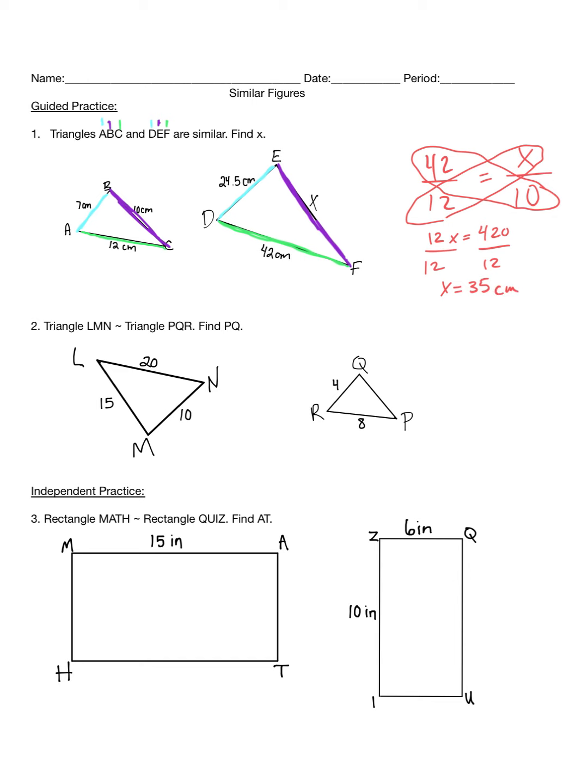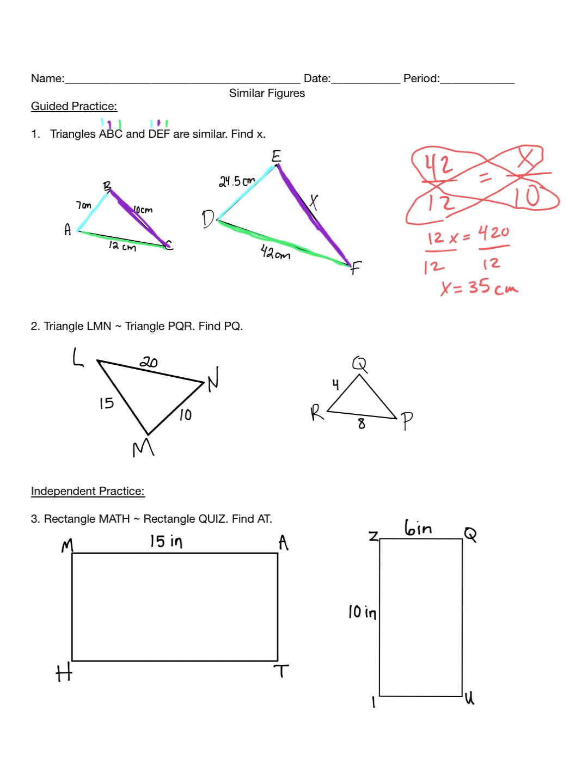There you go. All right, so we're going to do the same thing on this next one, okay? Triangle LMN is similar to triangle PQR. We want to find the line segment PQ. Well, on our first triangle, it was pretty obvious because these were the same, like B was the same as E, so they were both on the top of the triangle right here. A was the same as D, both on the left side. C to F, both on the right side. It's a little different on this one, okay? Because it's flipped.